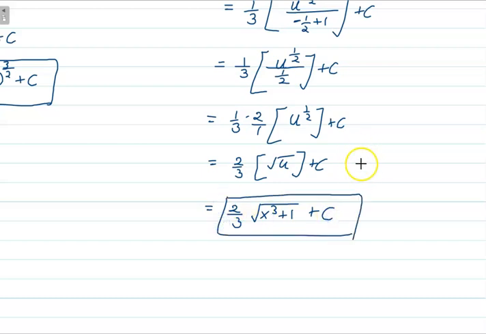So this is how we use u substitution for different types of square root functions.